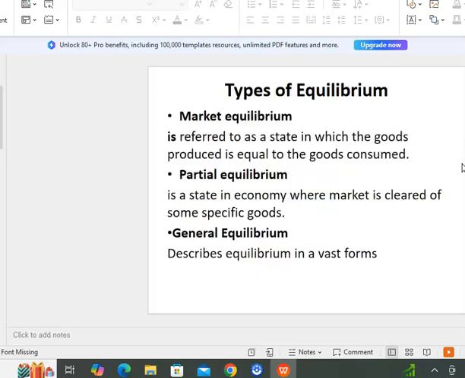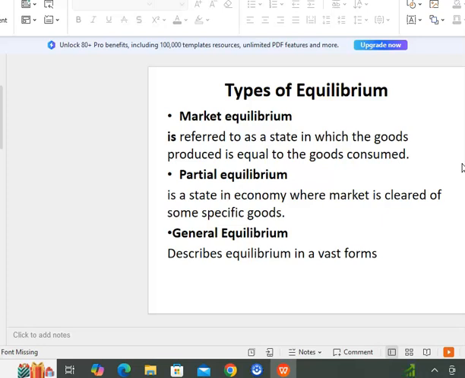So we also have the types of equilibrium, where we have the equilibrium itself, which refers to a state in which the goods produced is equal to the goods consumed. We have the partial equilibrium, which is a state in an economy where the market is cleared of some specific goods. So that's not a general equilibrium. It is just a partial equilibrium where the supply may not be exactly equal to the demand, or the quantity demanded may not be exactly equal to the quantity supplied, but the price is determined.